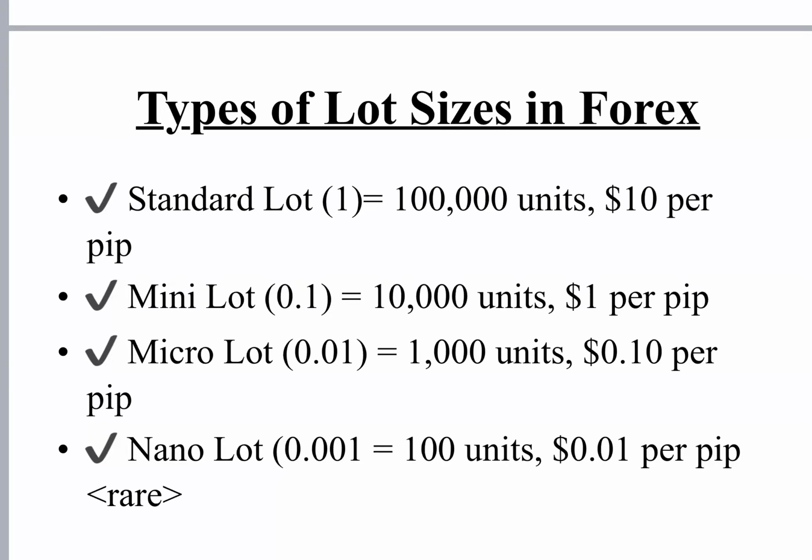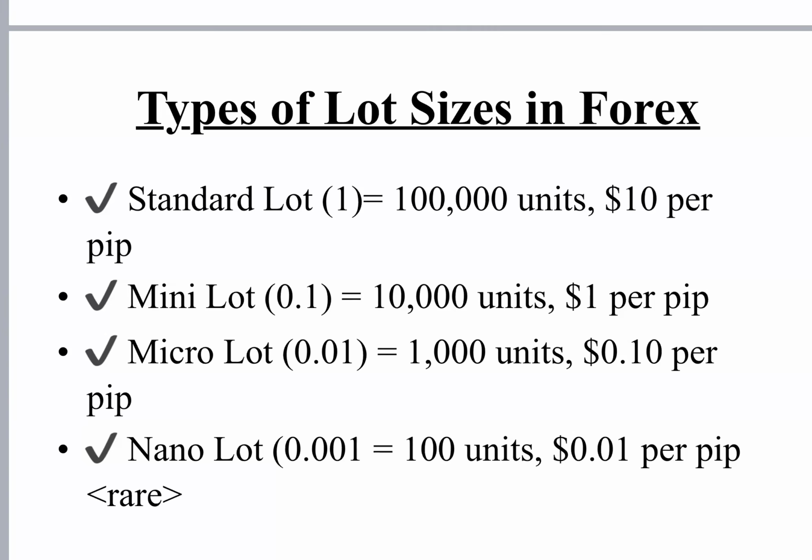Some brokers also offer nano lot size, because if your micro lot size 0.01 is giving you $0.10, well, when do you want to buy the car, or when do you want to buy this thing? So nano lot size is 0.001. That is, each pip movement gives you $0.01.